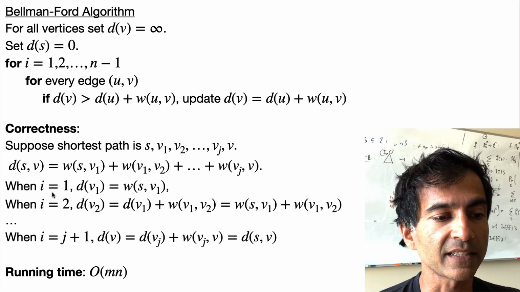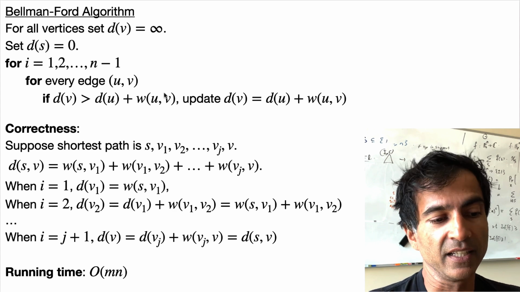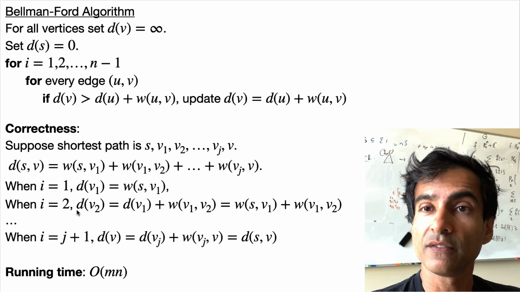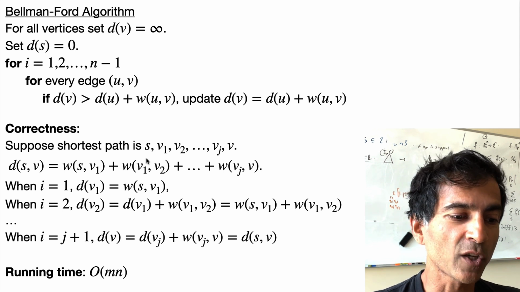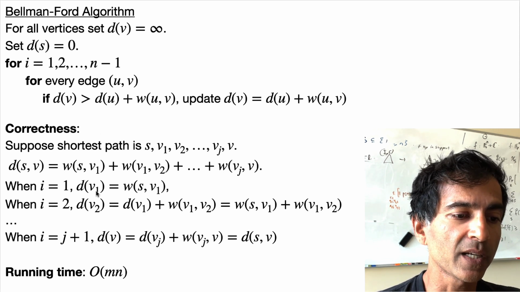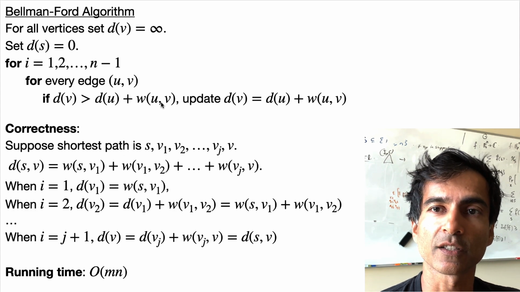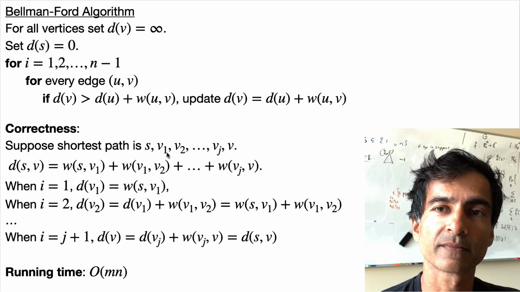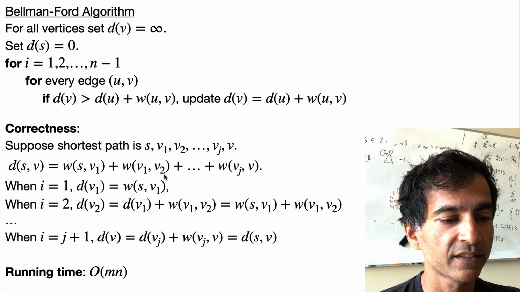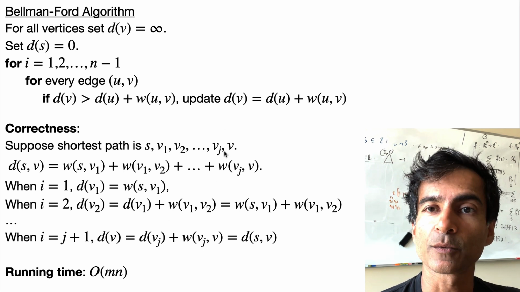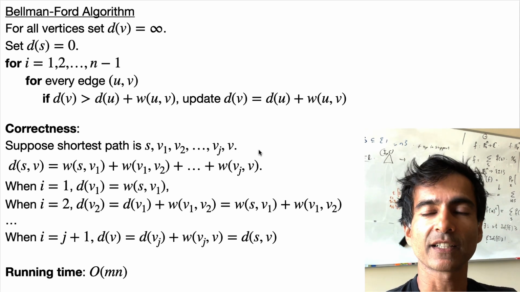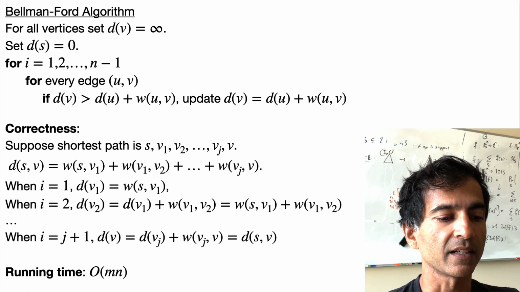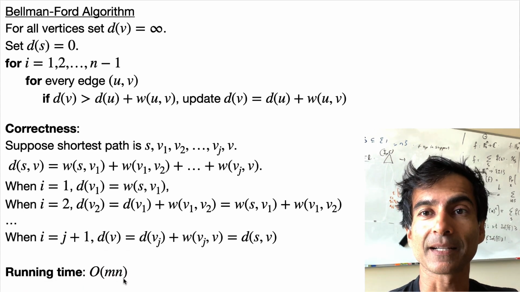Because the algorithm finds that shortest path in the first round. And after i is equal to 2, dv2 is set correctly. Because it's already found the shortest path to V1, and in the second round it will discover the shortest path to V2, and so on. So after the j plus first round, it will have discovered the shortest path to V. So that's the algorithm. It's very simple, and the running time is basically order m times n.